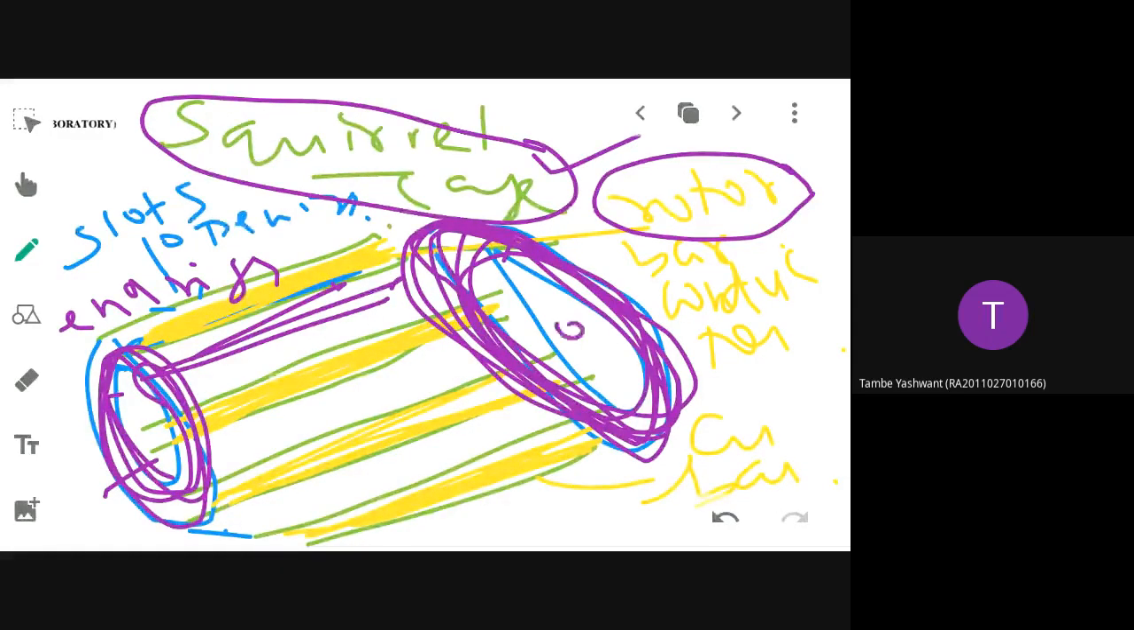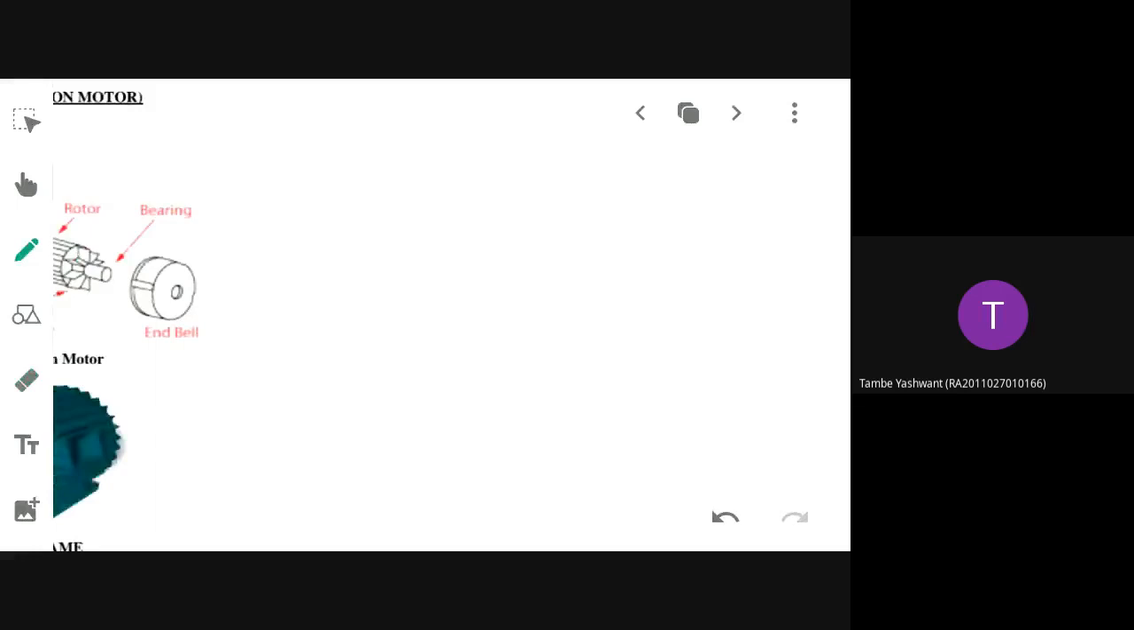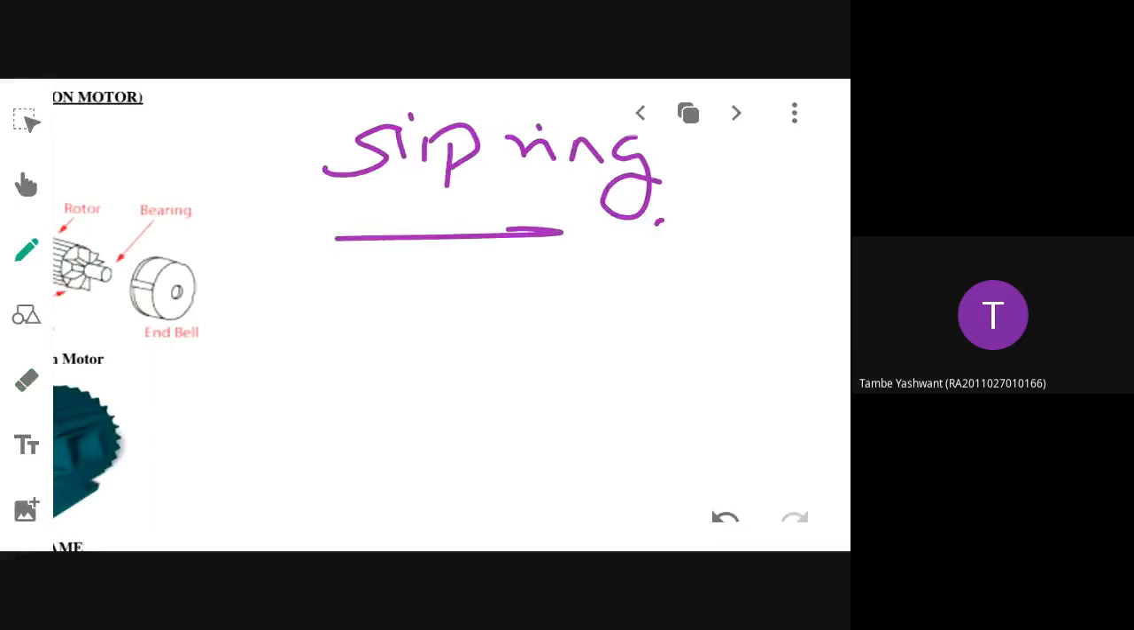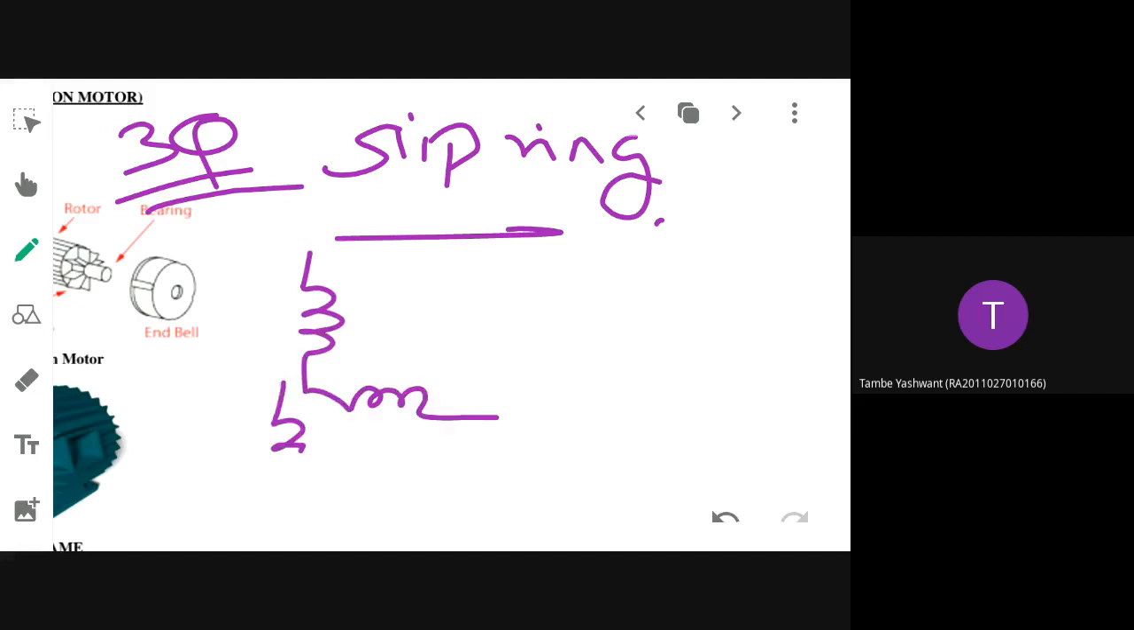Again, in the center, you will be having a keyway. If you are rotating the keyway, this whole assembly will be rotating. So this is all about the rotor. But if you are talking about slip ring, this is a three-phase machine. So we'll be having three phases or three windings. So the three windings in the stator will be like this.